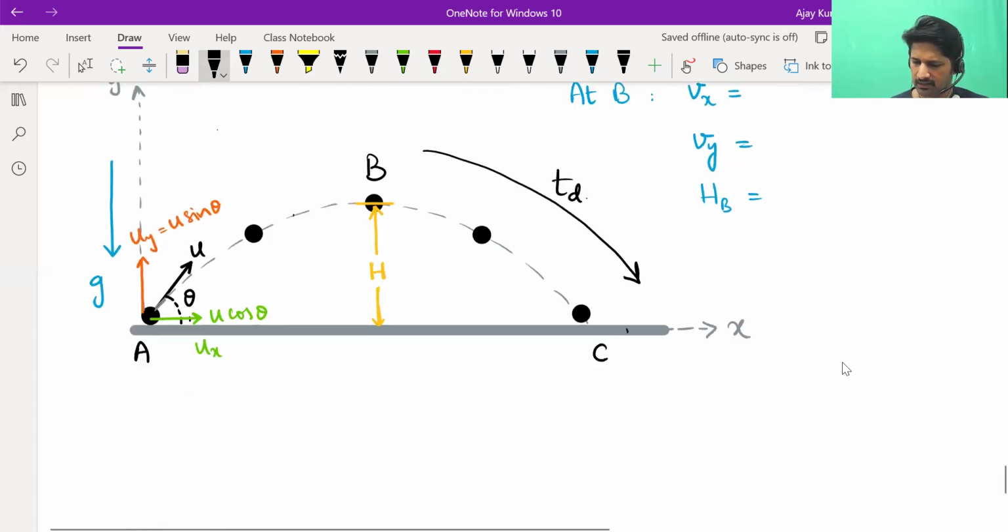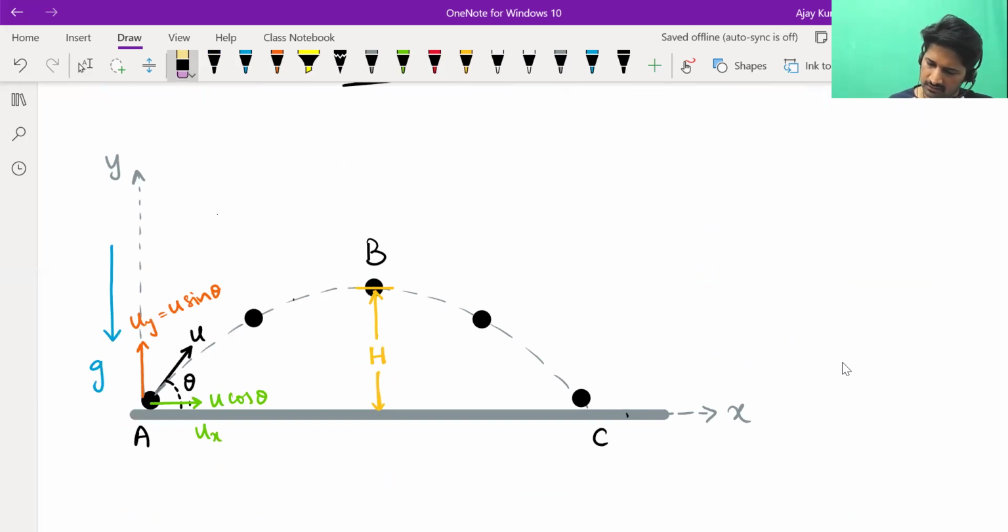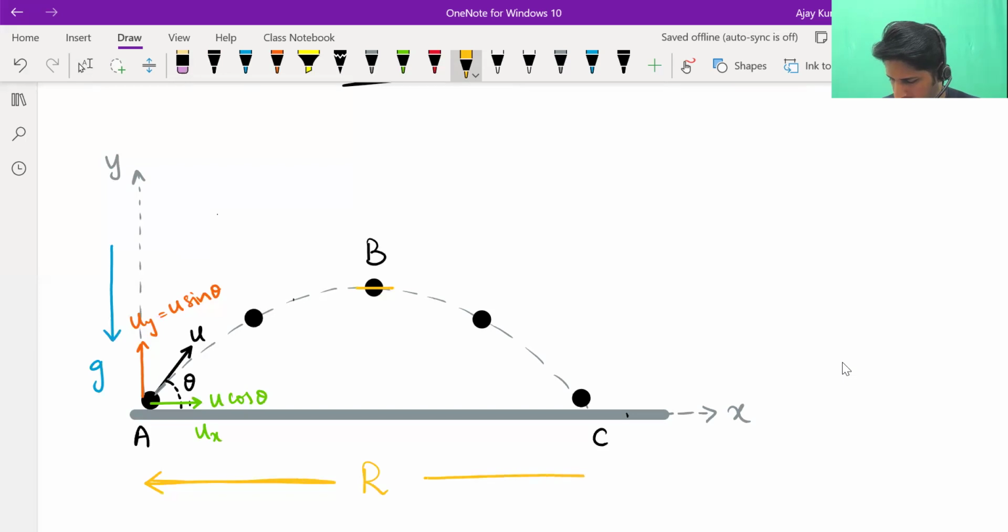Denoted by the symbol R. As you can understand from the name itself, the horizontal range is nothing but the distance from the point of projection to the point where it strikes the ground. So it is the straight distance from A to C.